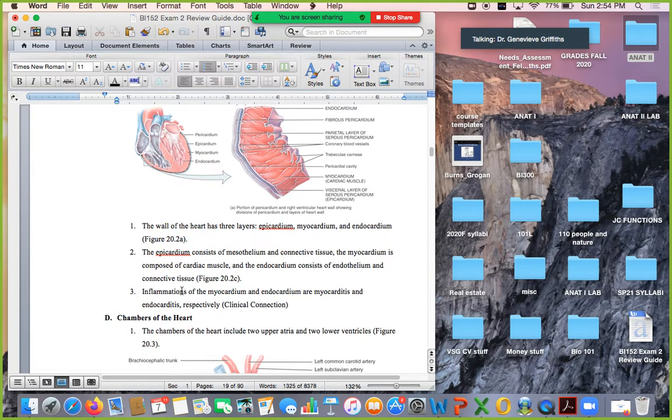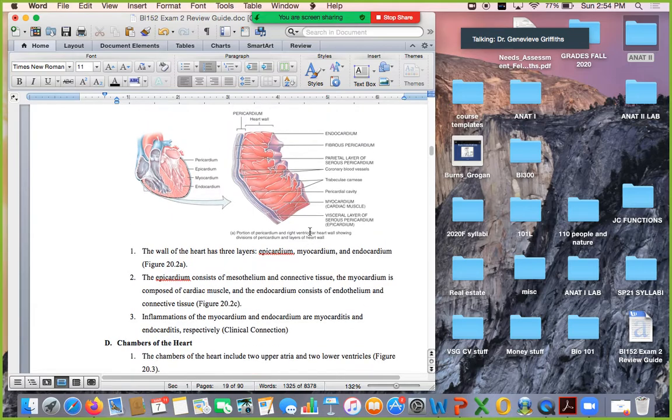And if we end up with inflammation of these regions, that's called myocarditis and endocarditis, depending on what's going to be inflamed. And as you can imagine, inflammation of this region can be very painful and also can reduce and compromise blood flow.